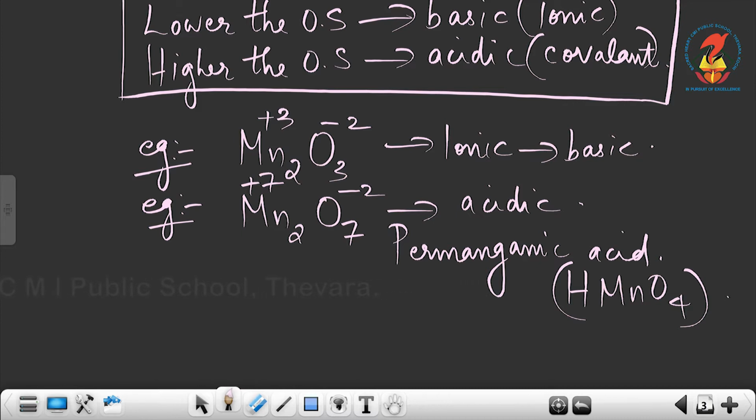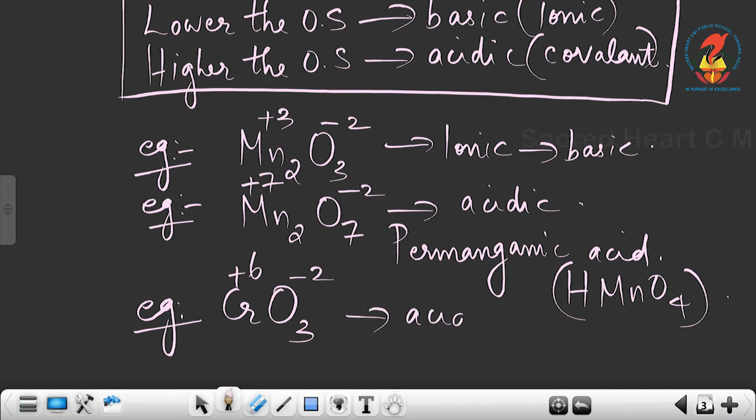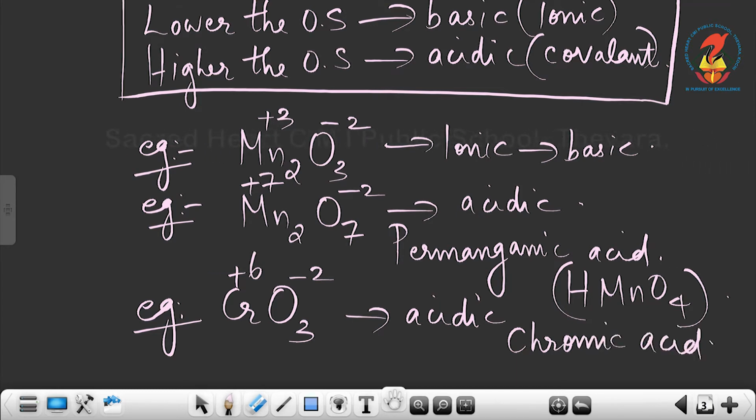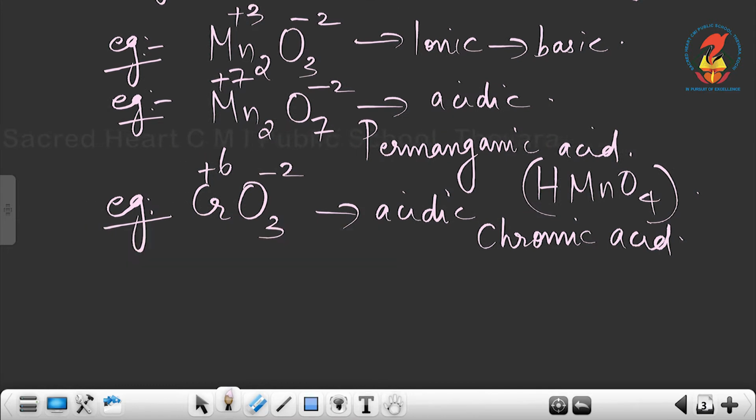Now another example is chromium trioxide, CrO3. Now the chromium oxidation state is +6, which is the highest oxidation state for chromium. This is acidic in nature, and this chromium trioxide dissolves in water to form chromic acid. And the formula of chromic acid is H2CrO4, chromic acid.